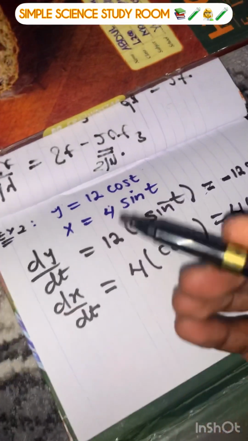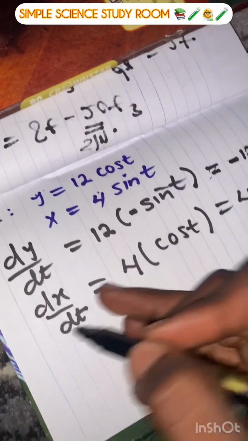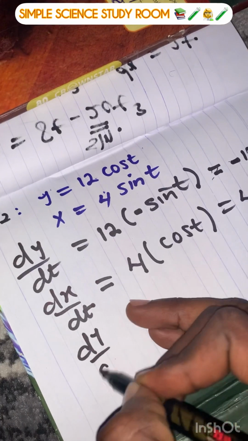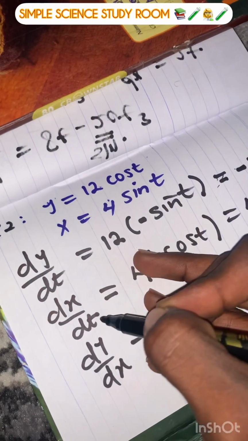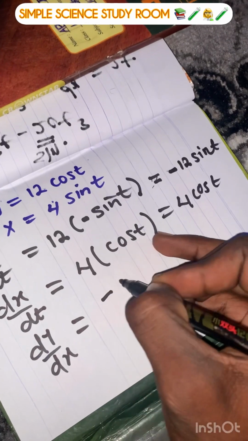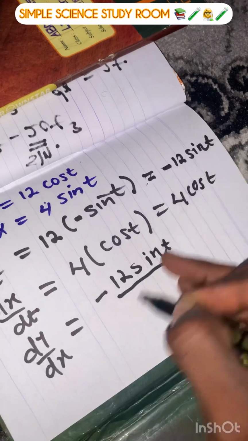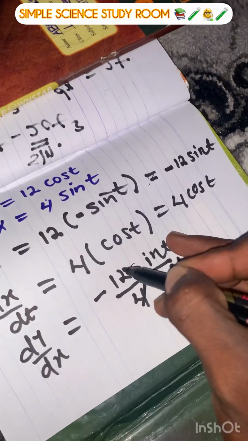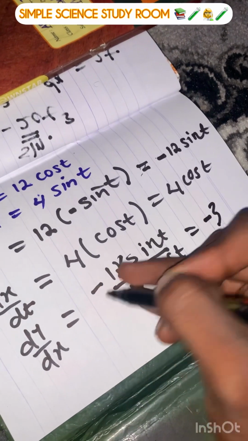And this we can write as minus 12 sin t. So now we have dy by dt and we have dx by dt. So now we just use our formula and find the value of dy by dx, where dy by dx would be the value of dy by dt divided by dx by dt. Therefore this would be negative 12 sin t divided by 4 cos t. 4 can go into 12 3 times, negative 3. Don't forget this negative.